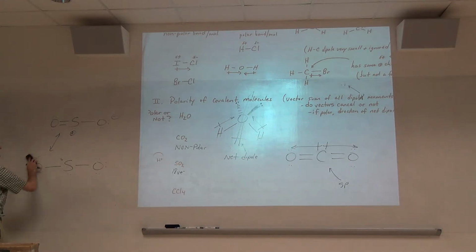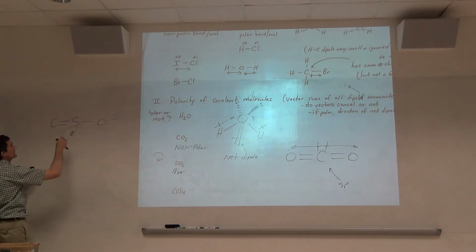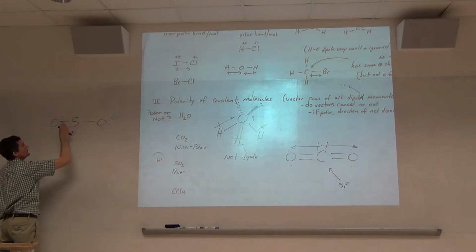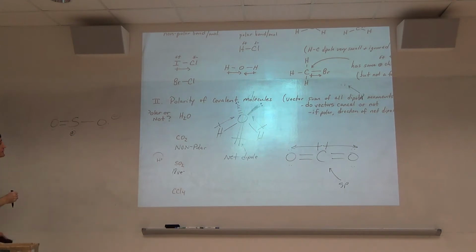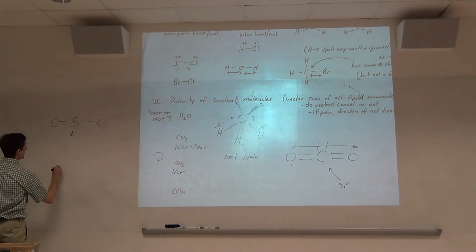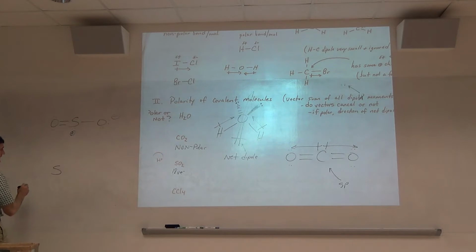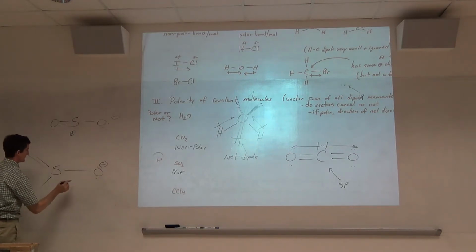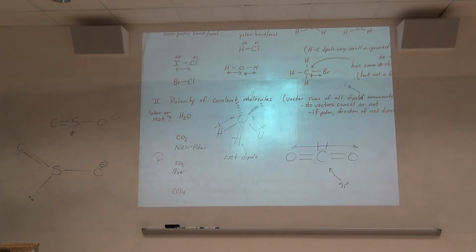What geometry do you expect for that sulfur, for hybridization? How many regions around it? 1, 2, 3. What do you want to say? SP2. So I'm going to draw it, SP2, trigonal planar, with a lone pair here, oxygen here, double bond here. Okay?